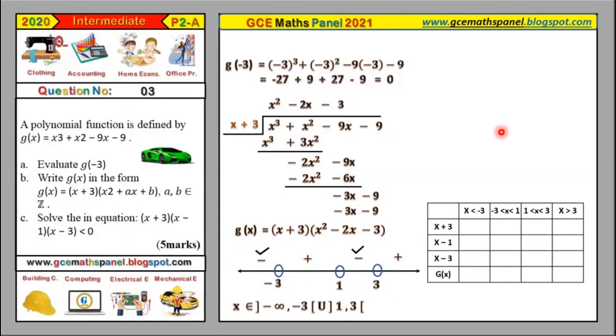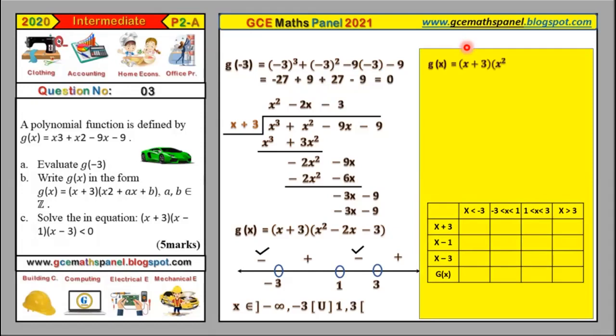Now, another way that we can look at this particular function, let me give an alternative solution. You can expand g of x from what has been given here. When you expand, you have g of x equal to x cubed plus ax squared plus bx plus 3x squared plus 3ax plus 3b. And when you bring like terms together, you can now equate these coefficients with those of g of x, which was given in the equation, which is x cubed plus x squared minus 9x minus 9.